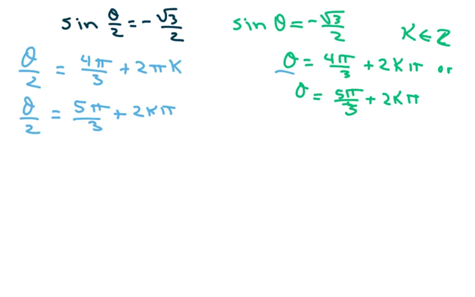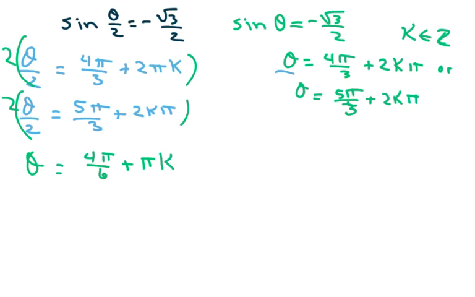Now, multiplying both sides by 2, you're going to get theta equals 4 pi over 6, which is 2 pi over 3. So this one's going to be theta equals 4 pi over 6 plus pi k, and this one's going to be 5 pi over 6 plus pi times k. Oh, 4 pi, sorry. And this is really just 2 pi over 3, this one.